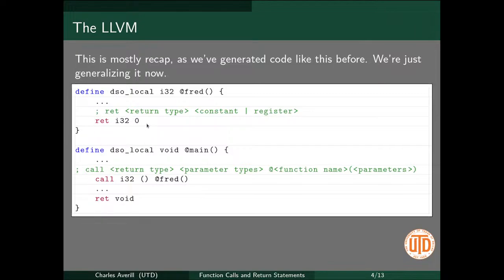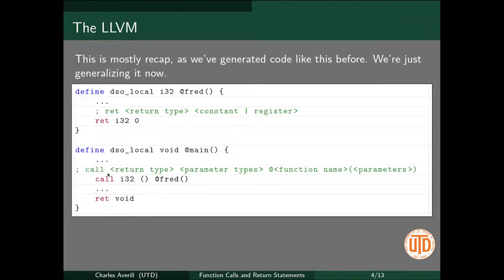For returning values from functions, we've got ret. We give it a return type, and then we can either give it a constant or a register. Or we could give it void like this, where it's got nothing after the type.